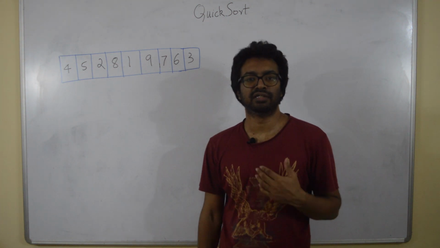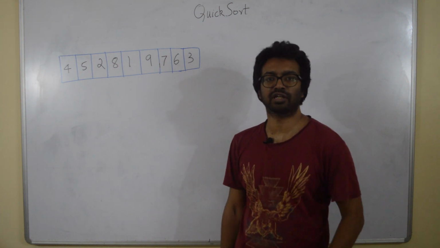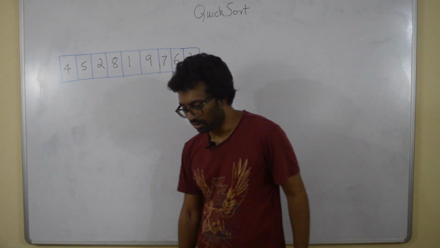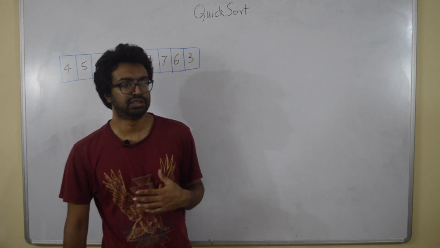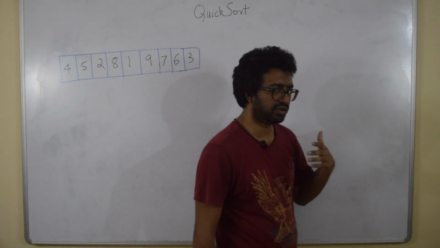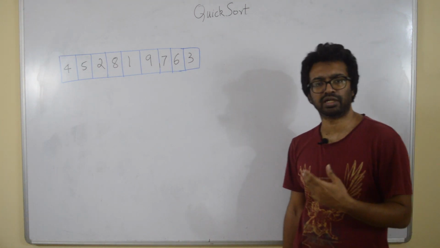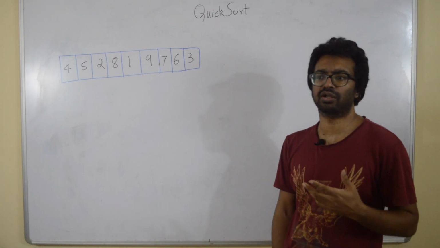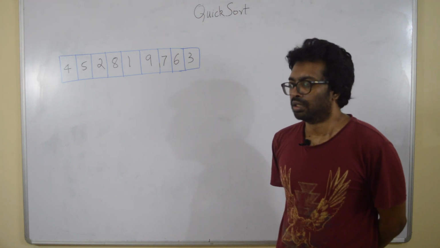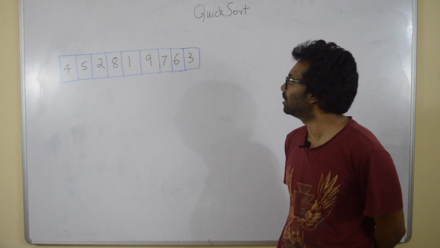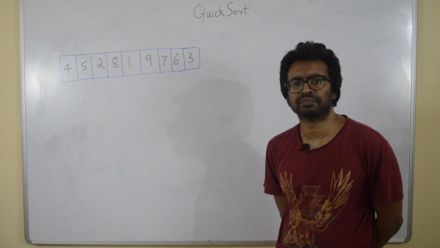Hello, welcome back. We move on to the next sorting algorithm called Quicksort. So Quicksort, as we said, takes order n square running time in the worst case, but in the average case it's going to take order n log n. Right, so let's see how Quicksort works.